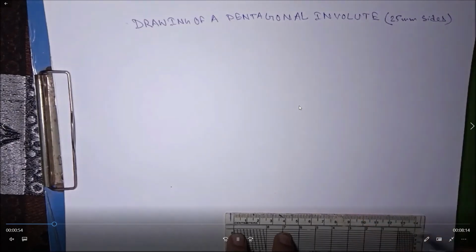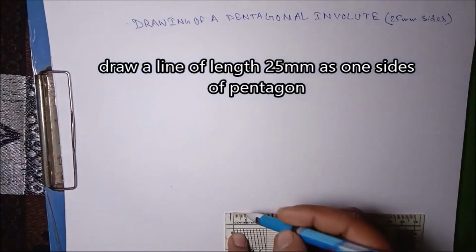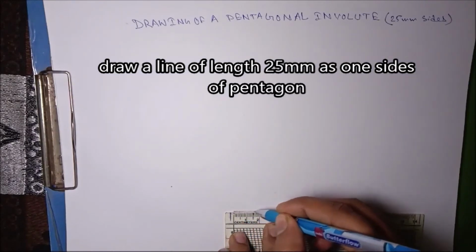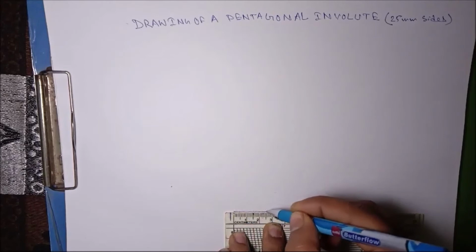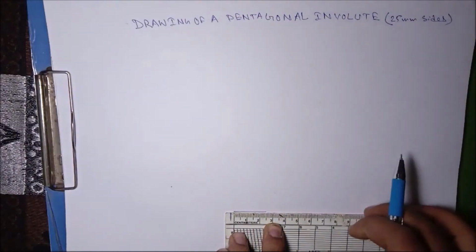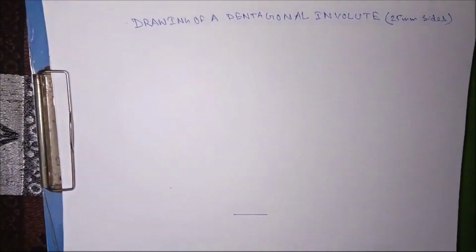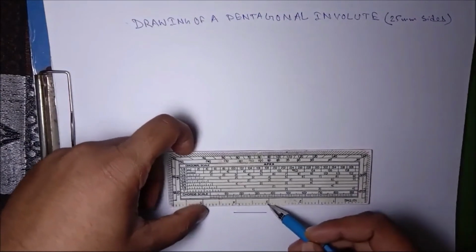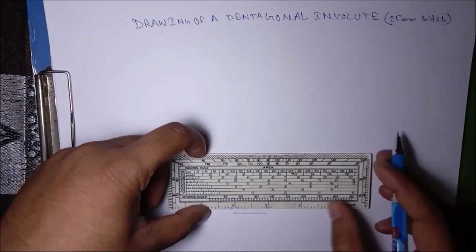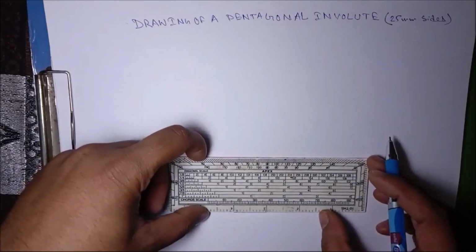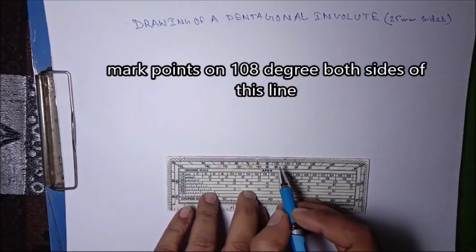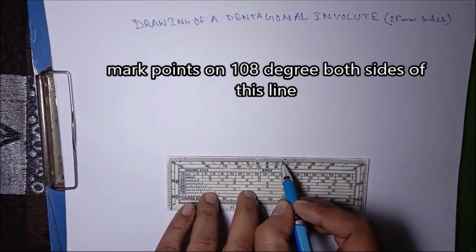Now, involute of a pentagon. Involute of a pentagon, side length is 25 mm. Okay, first we draw one horizontal line, that is 25 mm. In 25 mm, we follow any method of polygon here. Any one method. Already we discussed 6 methods of construction of polygons. So in these 6 methods, any method, you draw the pentagon.